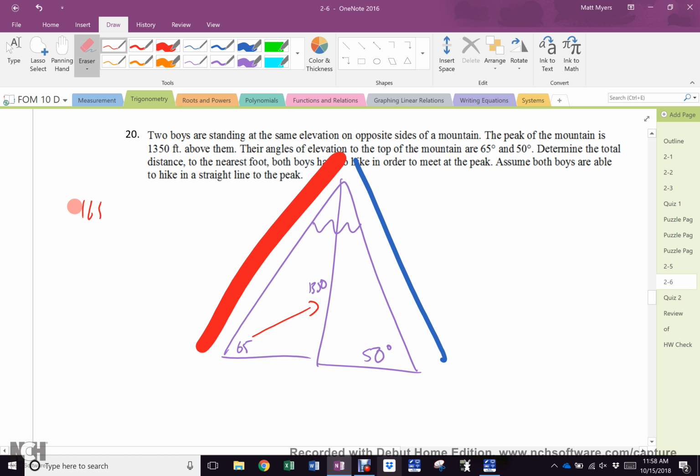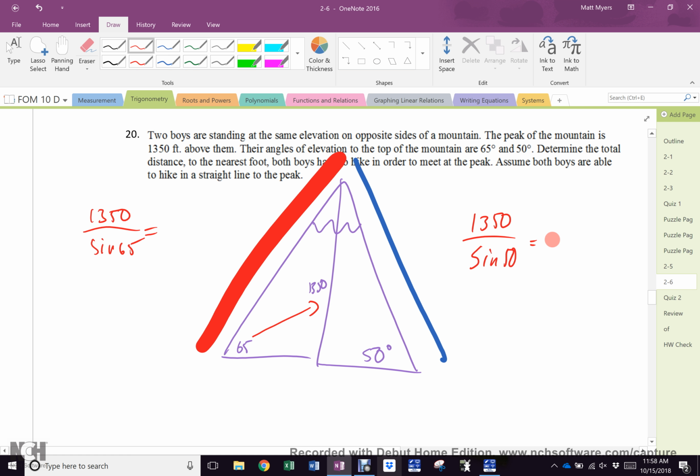16, not 1650, you idiot. 1350, I'm talking to me. I know, we know. Divided by sine 65. This side, 1350 divided by sine 50. And then you get your answers. One of them is like 1,700 and the other one is like 1,400. I can't remember.